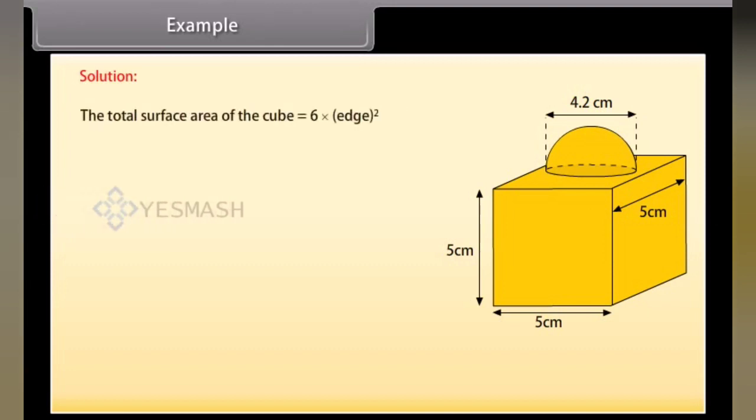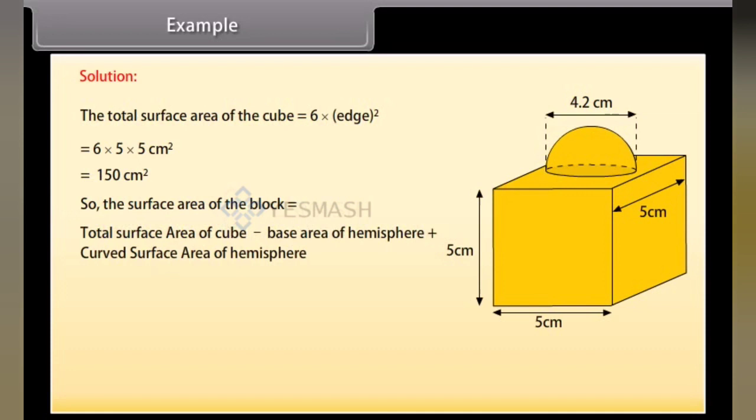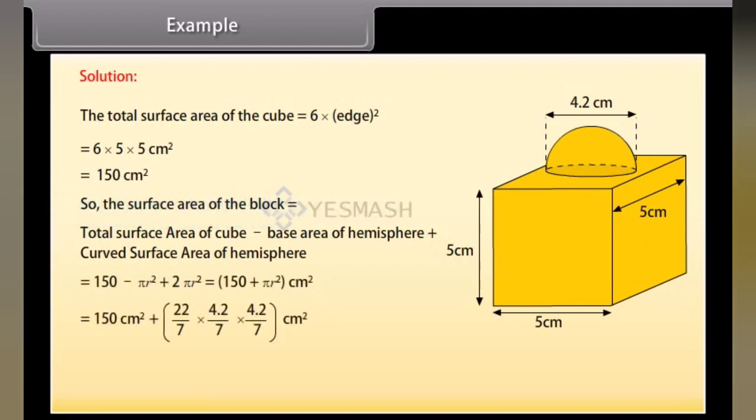Solution. The total surface area of the cube is equal to 6 into edge square, which equals 6 into 5 into 5 cm², which is equal to 150 cm². We can see that the part of the cube where the hemisphere is attached is not included in the surface area. So, the surface area of the block is equal to total surface area of cube minus base area of hemisphere plus curved surface area of hemisphere. On substituting the values, we can find the surface area of the block, which is 163.86 cm².